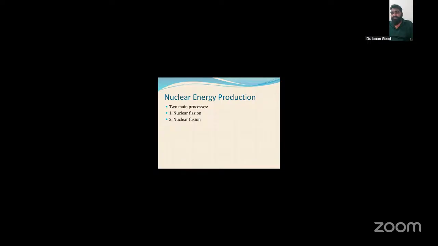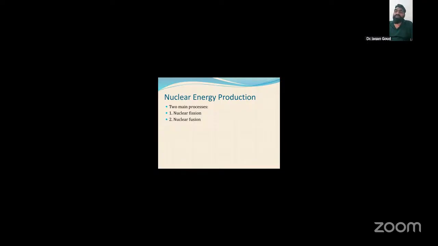What is a chain reaction? A chain reaction occurs when neutrons released from one fission event cause additional fission events. The types are controlled chain reactions and uncontrolled chain reactions. Controlled chain reactions occur in nuclear reactors and are used for electricity generation. Uncontrolled chain reactions occur in nuclear weapons and lead to an explosive release of energy.